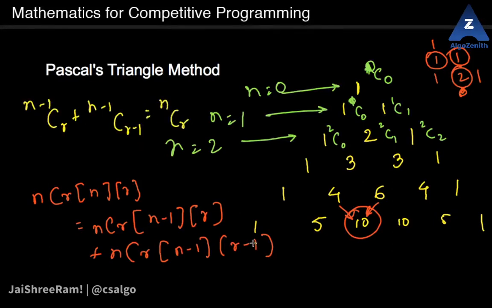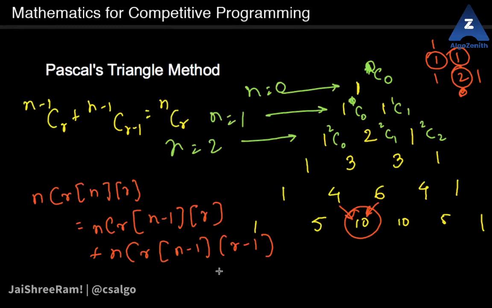This holds true using this Pascal's triangle. Okay, now this particular relation can be used to create a 2D table. So we can just simply create this 2D table that we are seeing over here, and we can then just answer the value for any n and r from this array that we are computing.